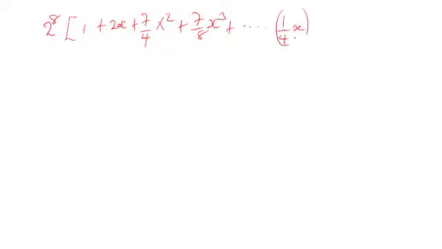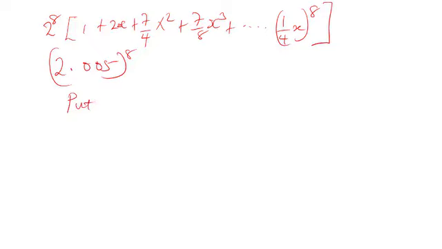Now we continue by writing 2 raised to power 8 in brackets 1 plus 2x plus 7 all over 4x squared plus 7 over 8x cubed, and so on to the point where you get 1 over 4x raised to power 8. That's for the bracket. Now remember that we are given a question that says 2.005 raised to power 8. So we put it into the equation.